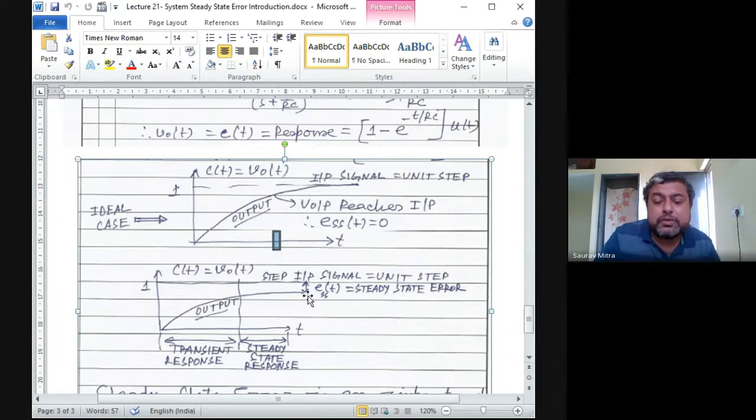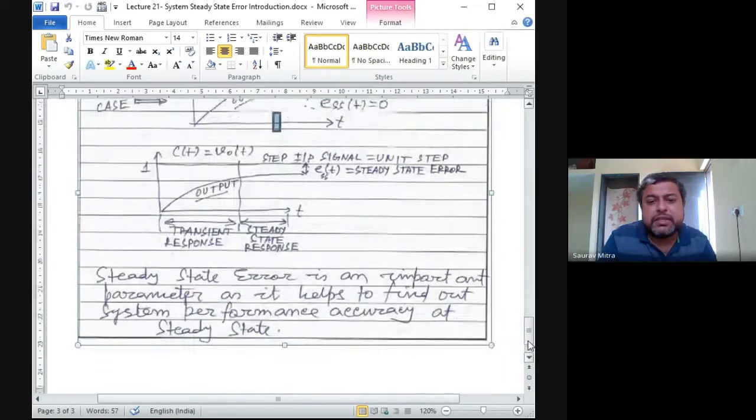So in the previous numerical, the output was reaching 0.67. You have calculated that. Input is 1, but output was reaching 0.67. So this is how you are supposed to draw the steady state error if this theory is asked. In this case, 1 minus 0.67, the error is 0.33. So steady state error is an important parameter as it helps to find out the system performance accuracy at steady state.